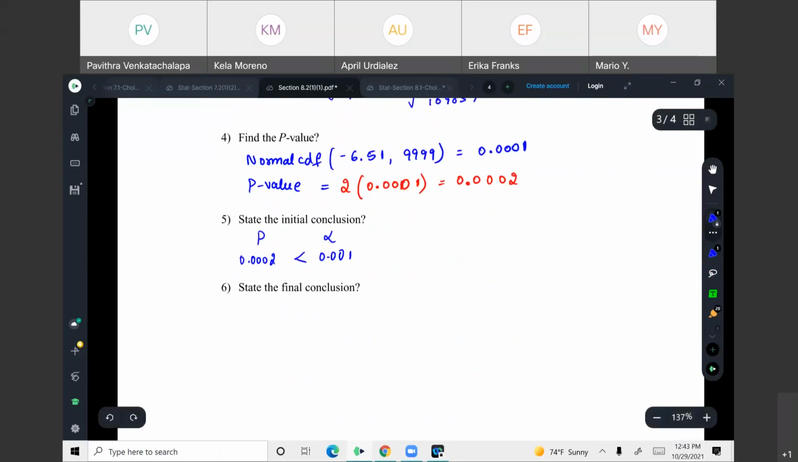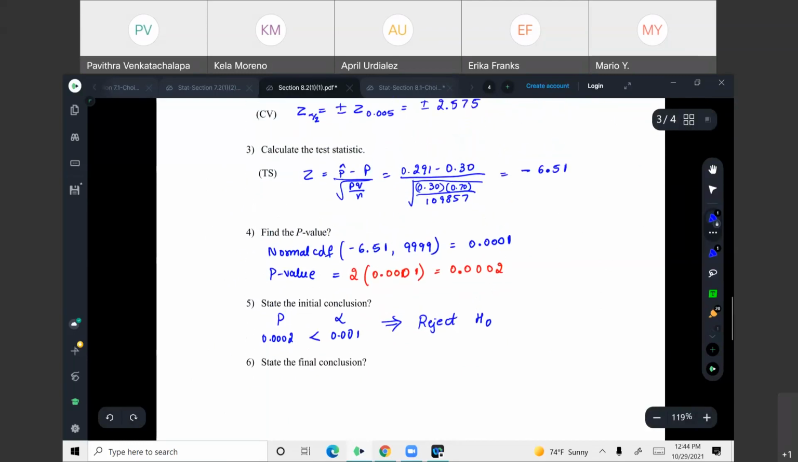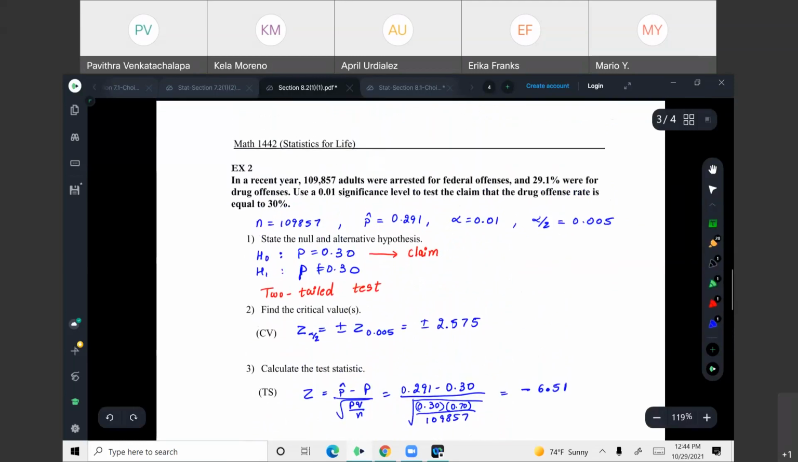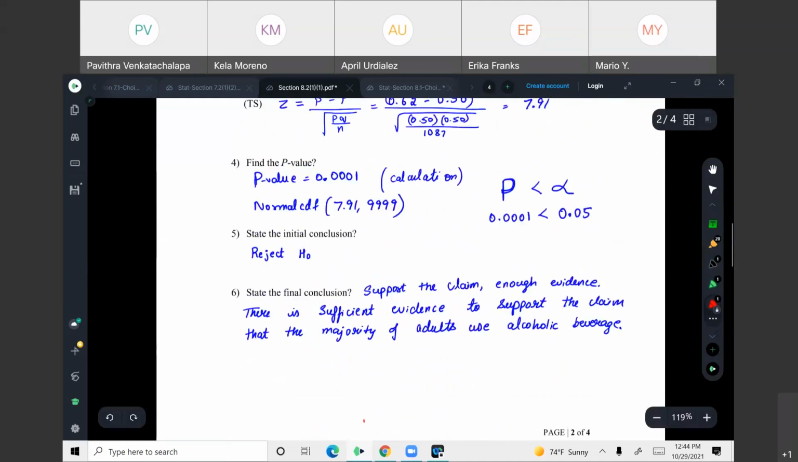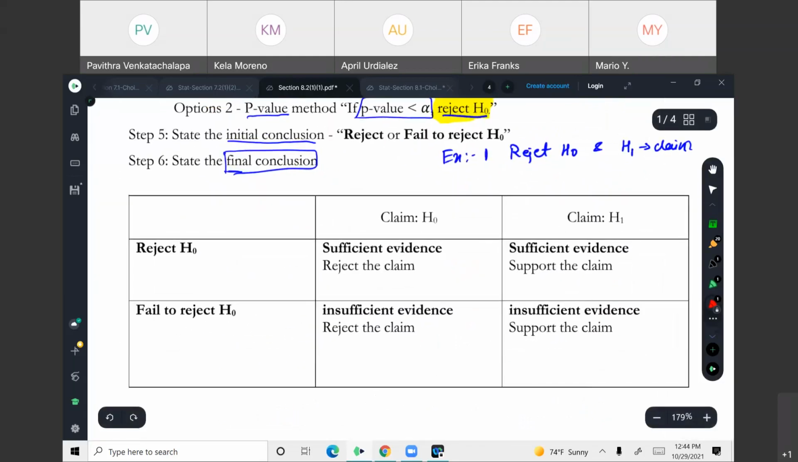Now here also it is less than 0.002, which is less than 0.01. So what is your initial conclusion? Reject H naught. Okay, now remember this and we will go back to the table. So we are going to reject H naught, and what is the claim? Claim is in H naught. We are rejecting H naught, claim is also on H naught. So go back to the table and let's put it here.